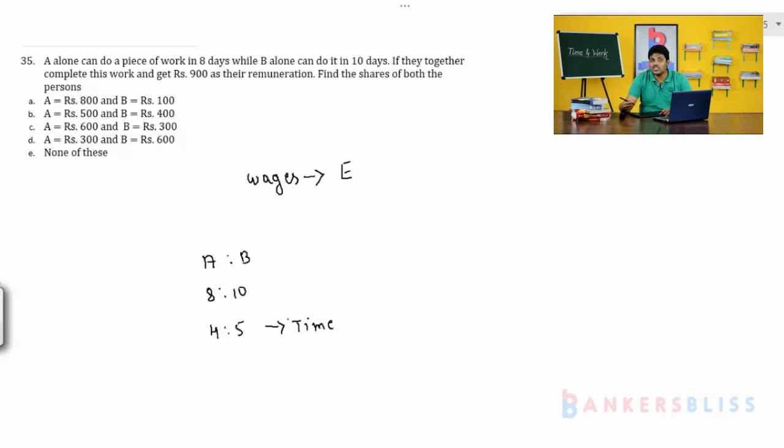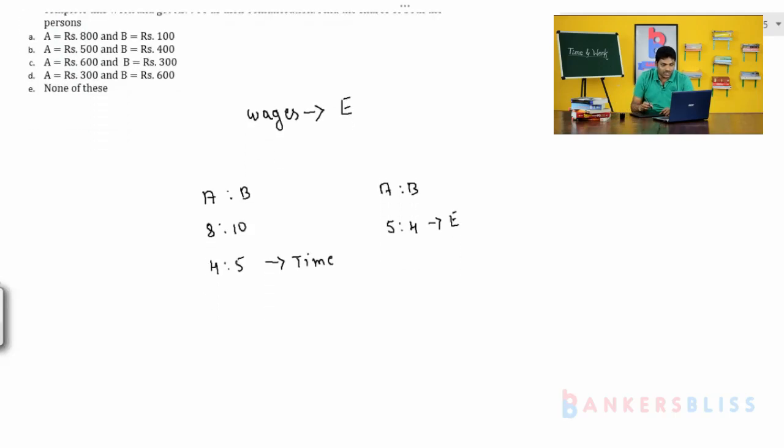Efficiency is inversely proportional to the time taken, therefore A is to B, the efficiency will be 5:4. So this is the efficiency, and always the wages is calculated based on their efficiency. So the wages rupees 900 has to be divided in the ratio 5:4. So 5 plus 4, that is 9.